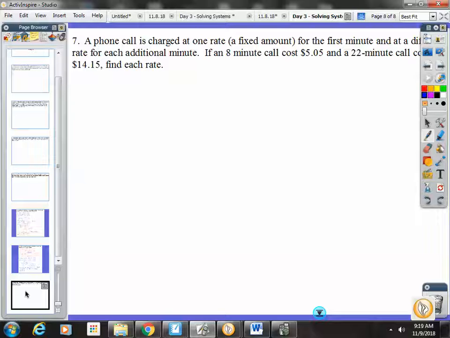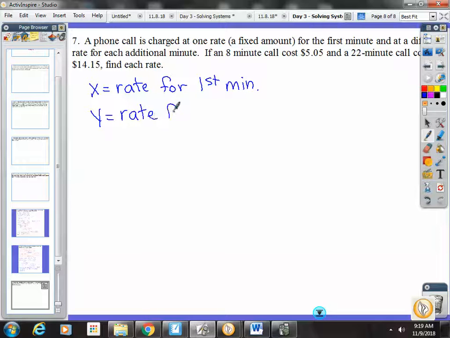So let's set up our variables here. What are the two things we want to find? Okay. Rate for the first minute, then rate for each other minute. That's right. Let's let X be the rate for the first minute. And I'm going to let Y be the rate for the additional minutes. Two different scenarios to help us formulate two equations.